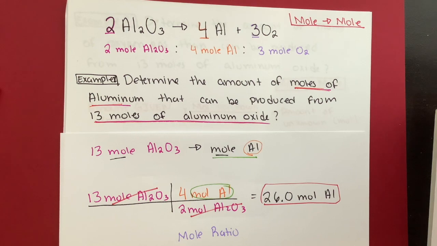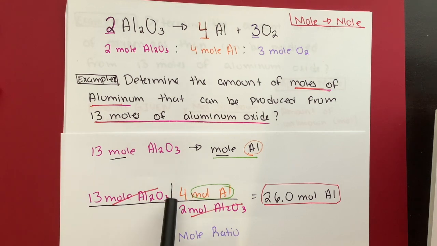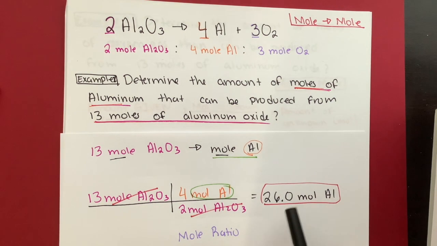So now my final step is I'm going to multiply everything on top, divide by the bottom. So 13 times 4 divided by 2, and that equals 26. Remember that my answer needs 3 parts: the number from the calculator, the unit, and the element that we're talking about. So 26 moles of aluminum. Okay, and that's my final answer.